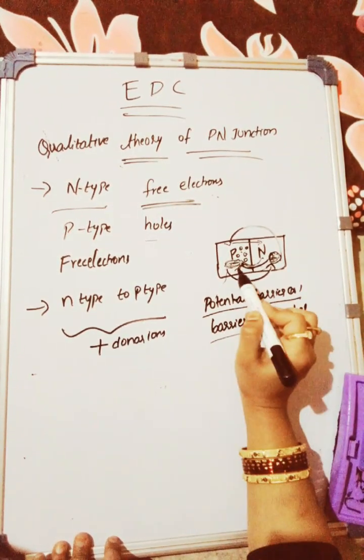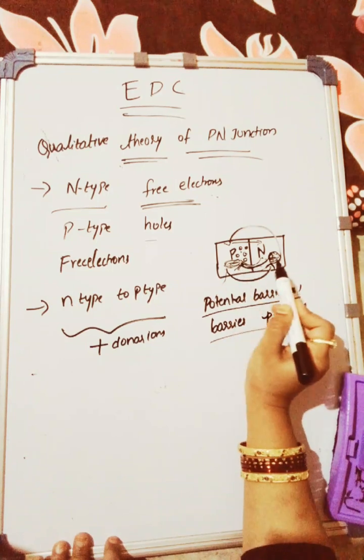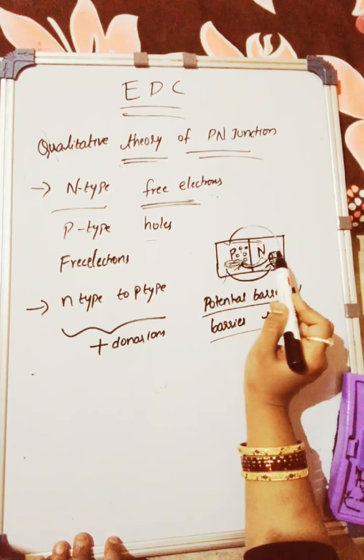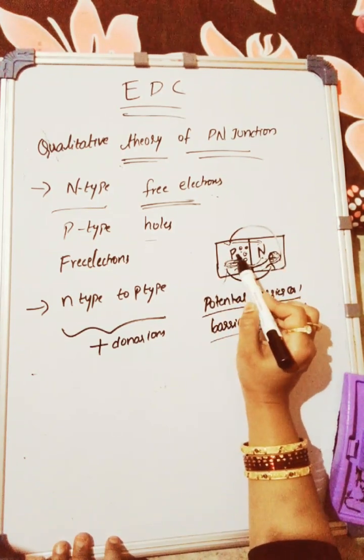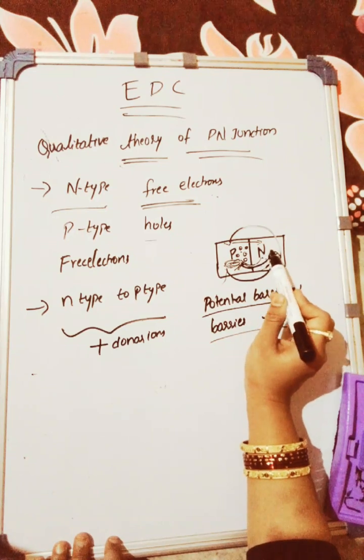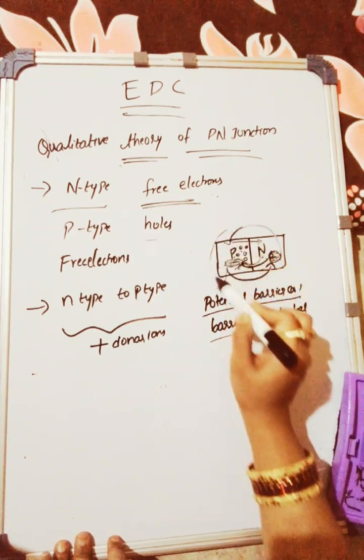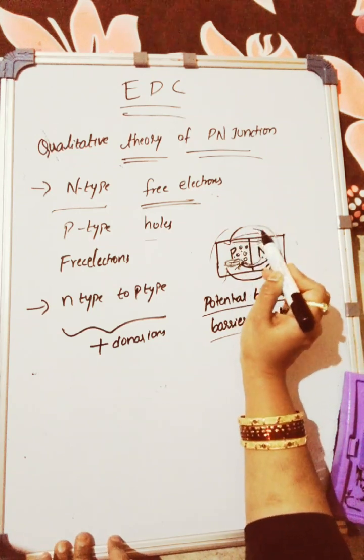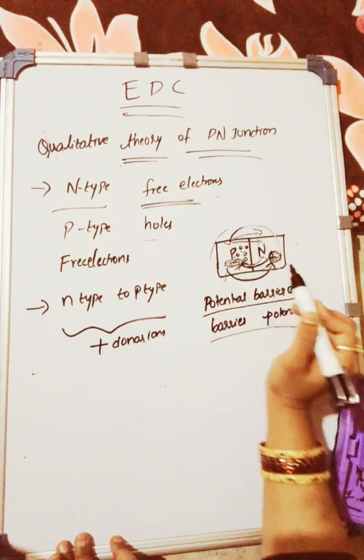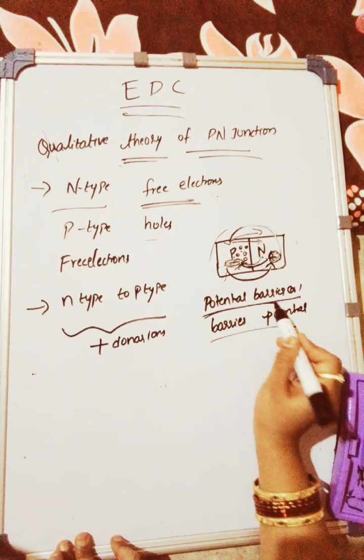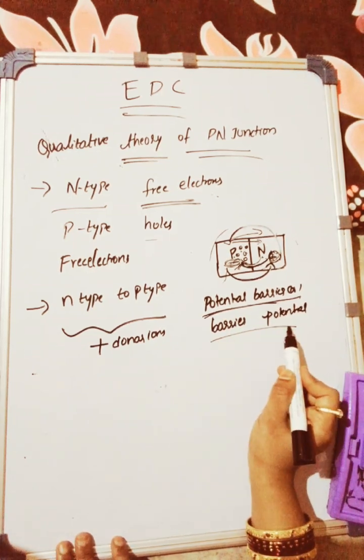These two charges are useful to repel the holes from the p side to the n side, and electrons from the n side to the p side. Here it forms a barrier, or not? Barrier means nothing but a bridge type. This is called a potential barrier or barrier potential.